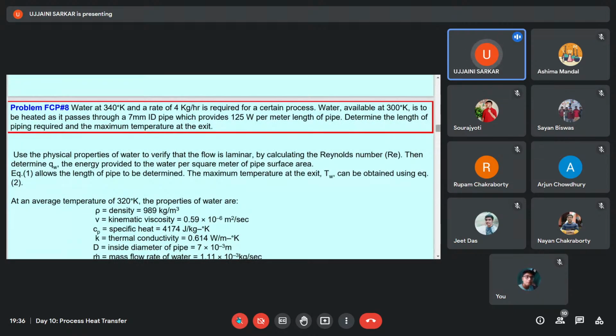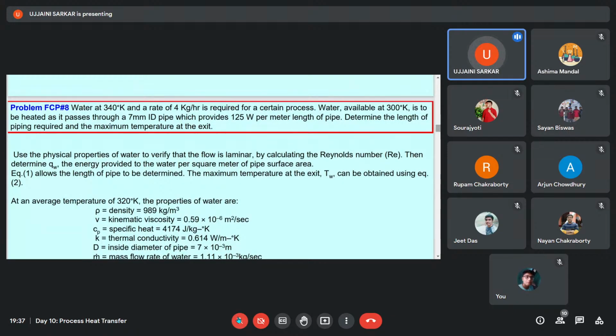Water at 340 degree Kelvin and at a rate of 4 kg per hour is required for a certain process. So এখানে দেখো velocity বলা নেই, but mass flow rate বলা আছে. Water available at 300 Kelvin is to be heated as it passes through a 7 millimeter ID pipe, which provides 125 watt per meter length of pipe. Determine the length of piping required and the maximum temperature at the exit.